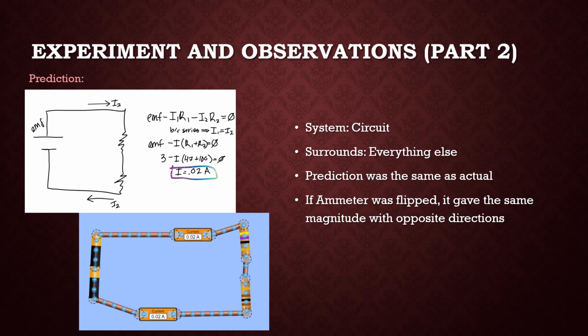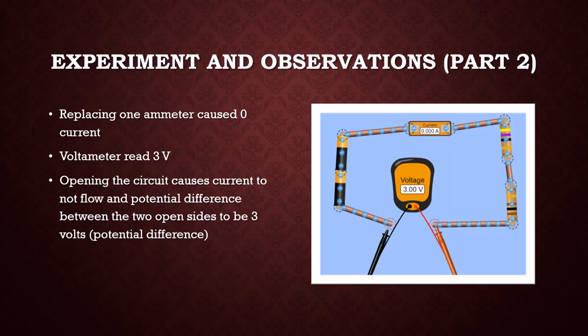To predict the current at the two locations, we can solve for the current like shown. Since the circuit is in series, all the currents are equal, so that means current 1 equals current 2, which equals 0.02 amps. This matches the readings we are given by the program. We can also observe that if you flip the ammeter, you get the same current magnitude reading, but in the opposite direction.